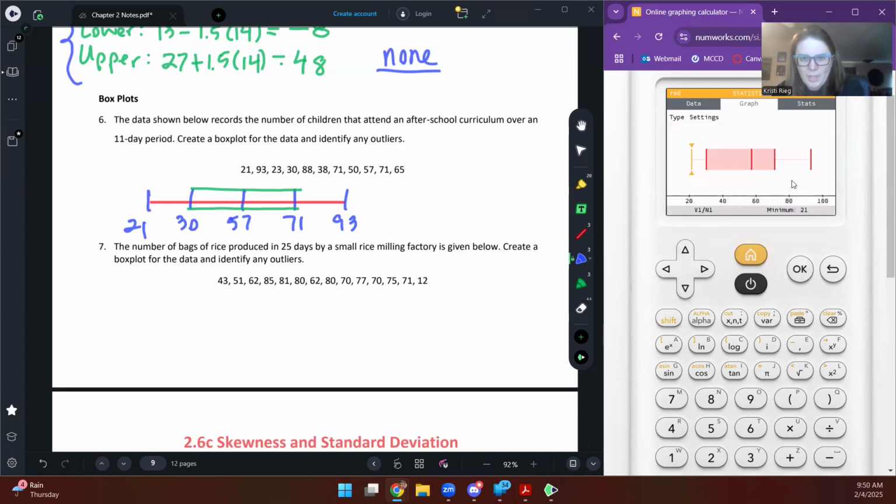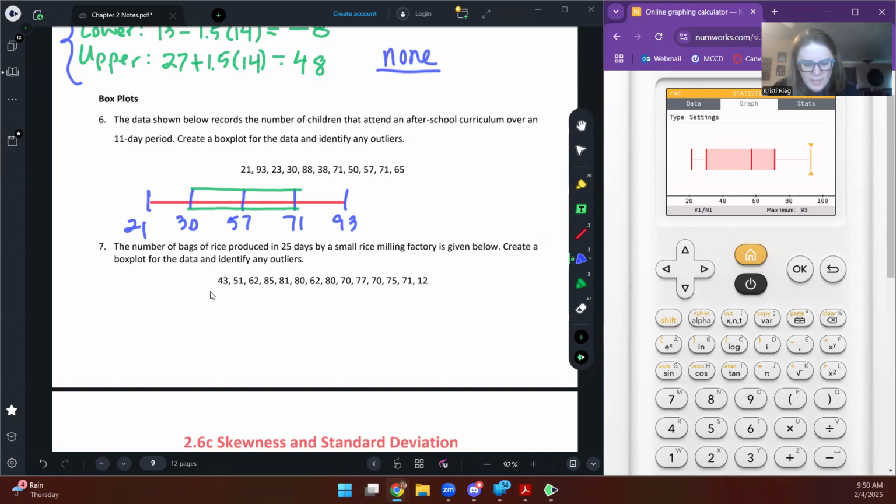And you can see we have the same picture. The orange is what number is being displayed here. You can see the minimum. So as I go over, it tells me Q1, then the median, Q3, and then the maximum. It has everything written right there. I'll get back to the outliers in a minute.